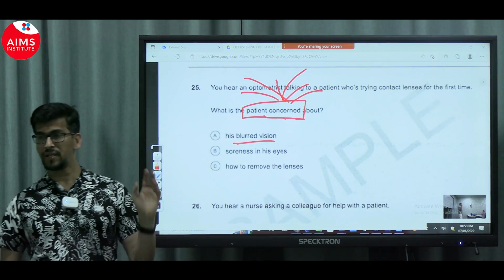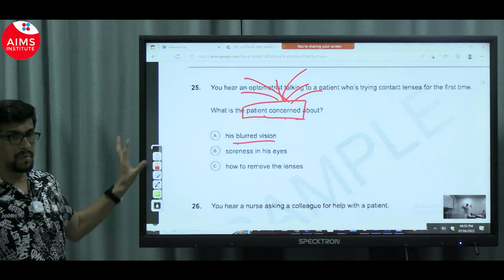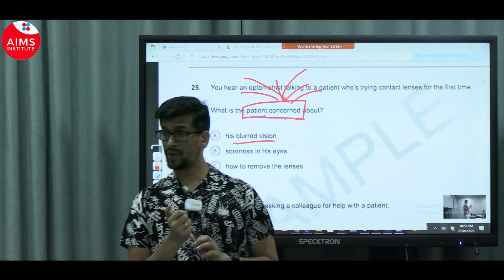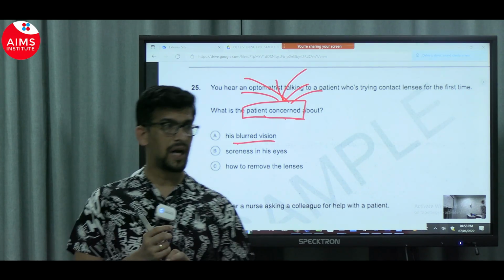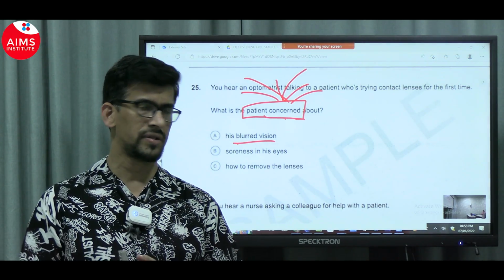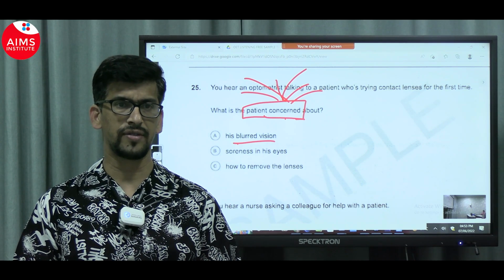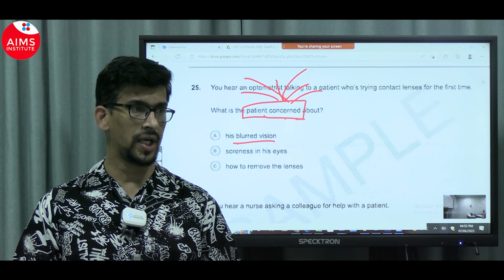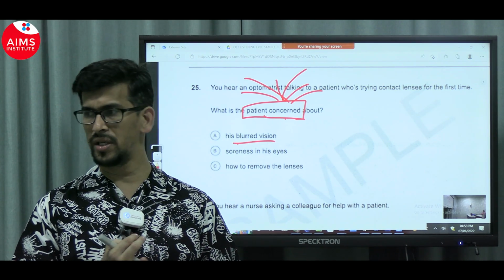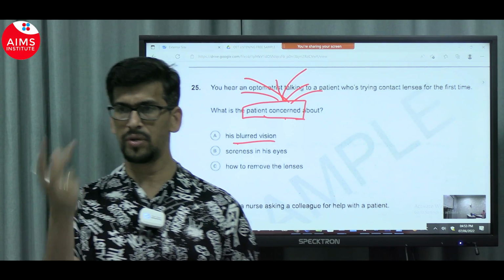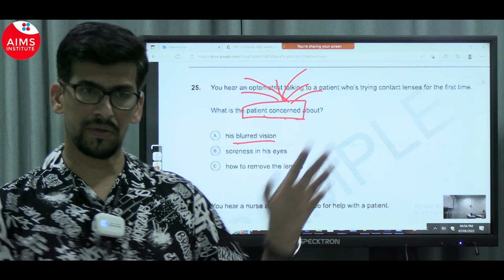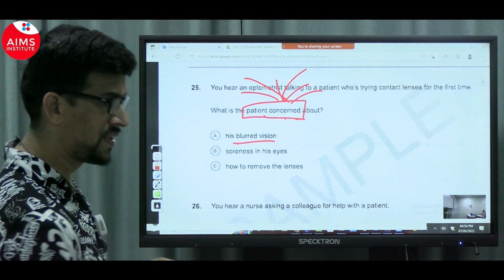If this is the correct answer, they might use similar words to blurred vision or vision problem. Do you think I will be able to see comfortably after having these lenses? Or my friends suggested me not to go for lenses because it will not improve my vision. He did not use the word concerned. He did not use the word worried. But he was indirectly talking about his blurred vision only. So that is equal to option A, if they said that is the correct answer.